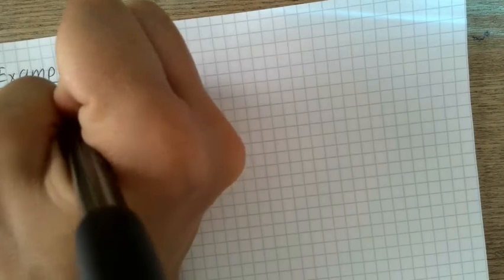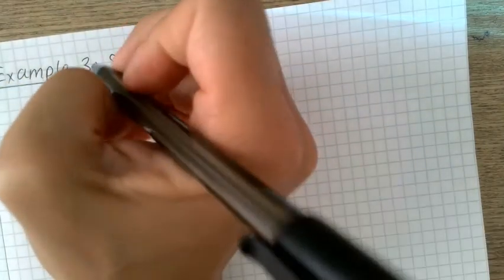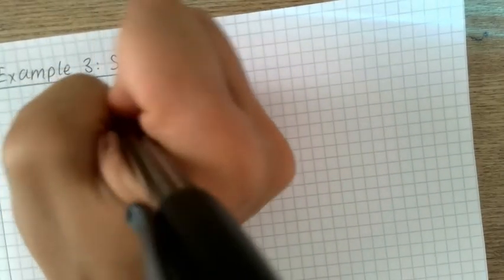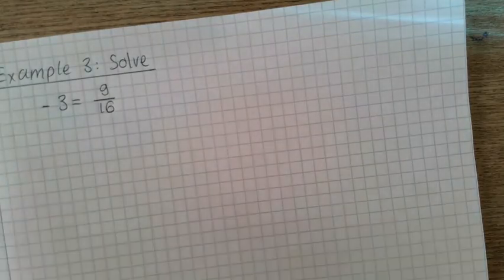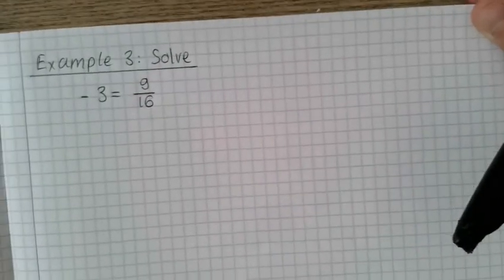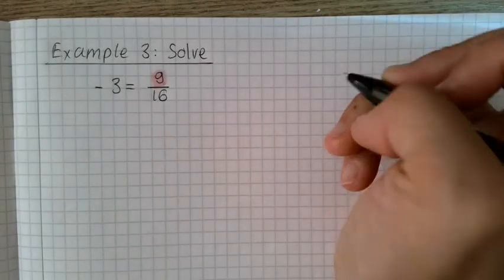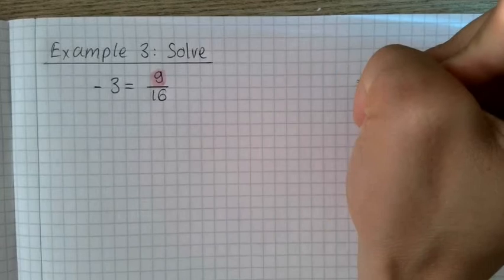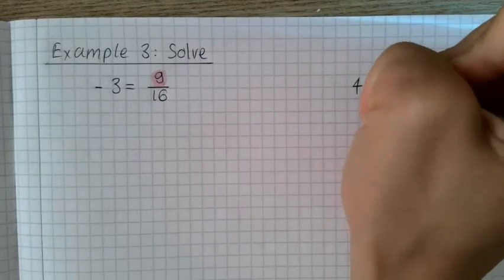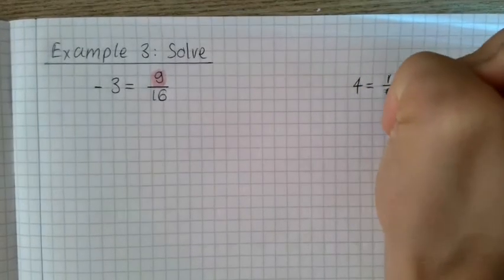And also what I'm going to do is write my equations like this. I'm going to have negative 3 equals G over 16. Notice, for this one my letter is on the right hand side of the equation. I'm trying to solve for G. And it's on the right hand side, but that doesn't make a difference. And the next one we'll do is we will have 4 equals 1/16 G.